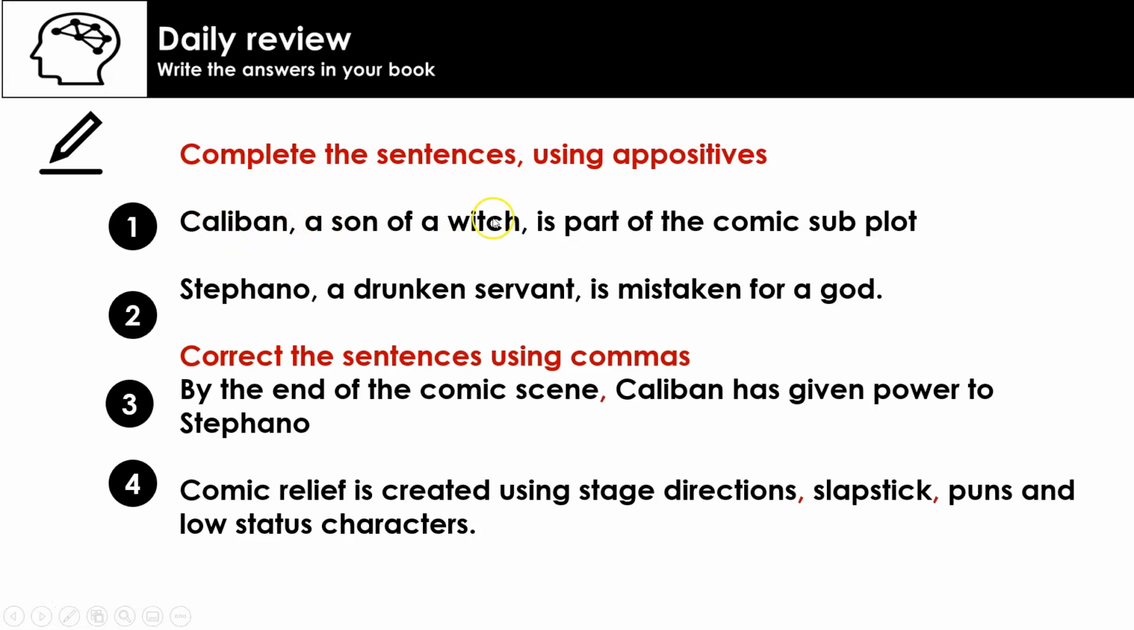Okay, so Caliban, a son of a witch, is part of the comic subplot. Caliban, a monster. Caliban, a victim. Caliban, a creature of the island. So as long as it begins with a or the, and it tells us something about Caliban, it's the appositive. So in my example, Caliban, a son of a witch, is part of the comic subplot. Stefano, a drunken servant, is mistaken for a god. Stefano, a drunk man. Stefano, a butler. Stefano, a survivor of the storm.